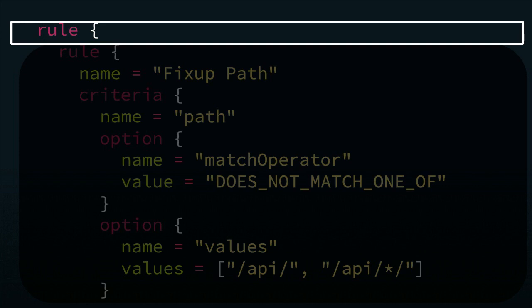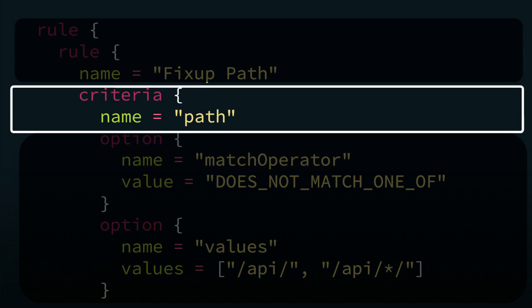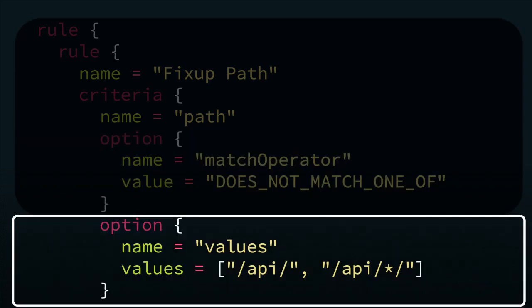So we're going to define our rule block, and inside of that we're going to create a rule. We're going to call it fixUpPath, and the criteria for this is that based on the incoming path, we are going to use the match operator of does not match one of. So we're going to only apply this rule if the criteria are not matched. Obviously what we're looking for is that we don't want to double up the /API. So if you end up hitting a link that points you to api.akamaideveloper.com/API, we don't want to double prefix that. So we're going to only apply it when that is not the case.